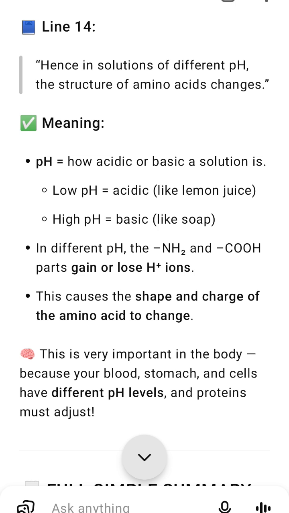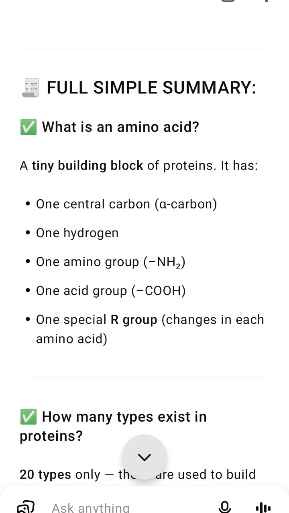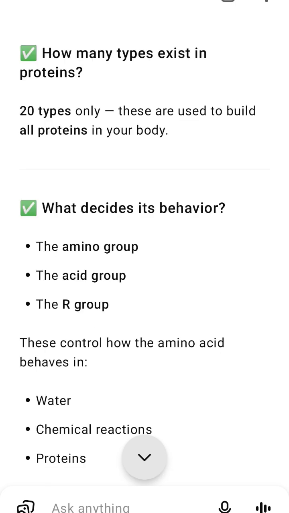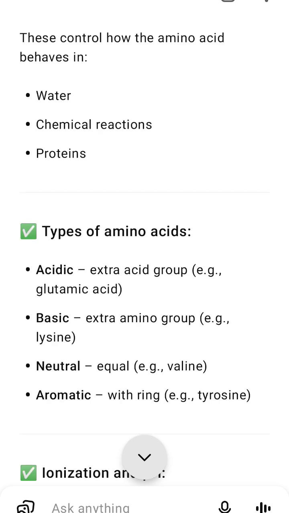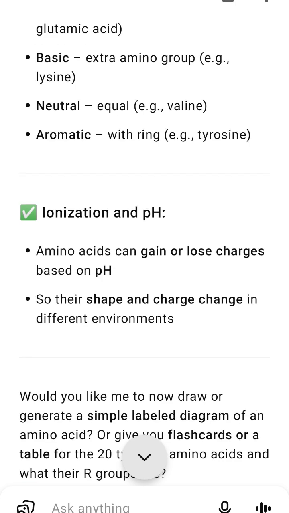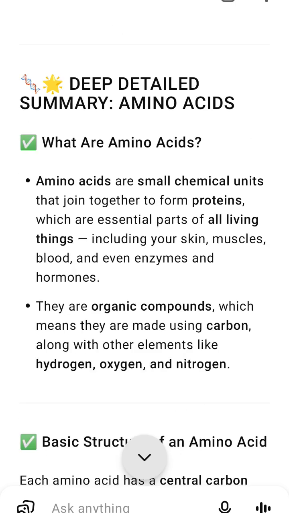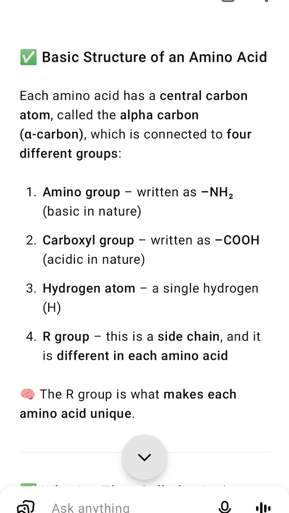How amino acids react in different pH. The amino group, NH2, and the carboxyl group, COOH, can gain or lose hydrogen ions, H+. This makes them ionizable, meaning they can carry positive or negative charges. In acidic or basic solutions, different pH levels, amino acids may change shape and charge. This is very important in biology because different parts of the body, like stomach, blood, and cells, have different pH levels, and amino acids must adjust in those environments.